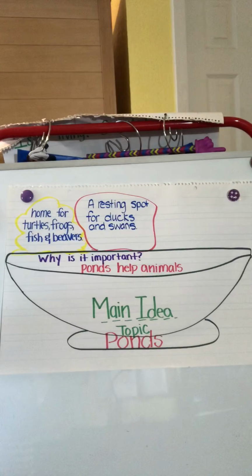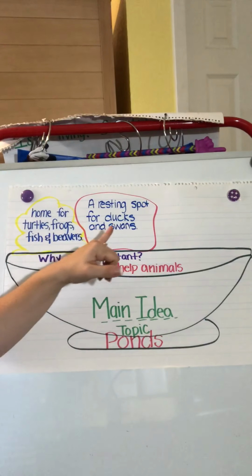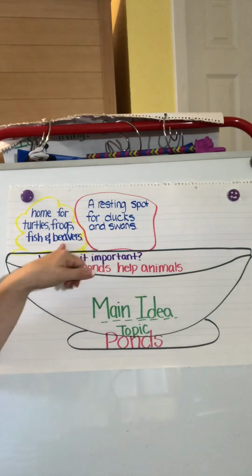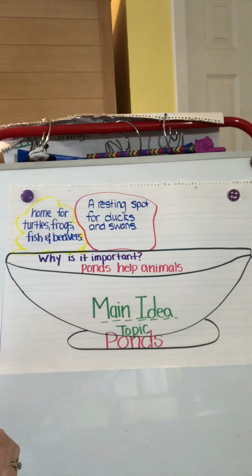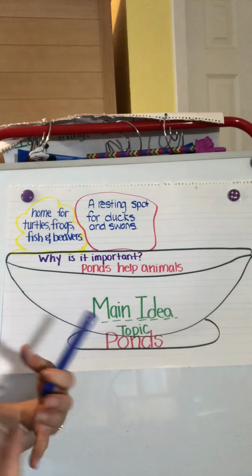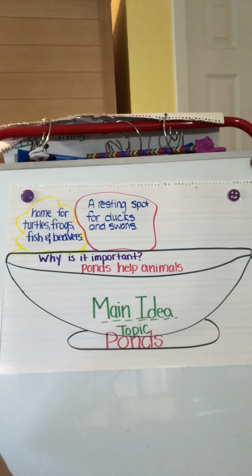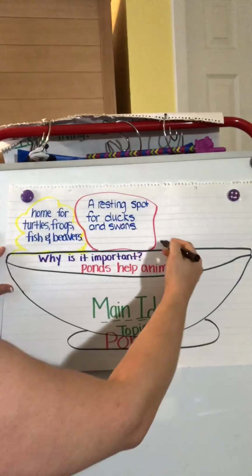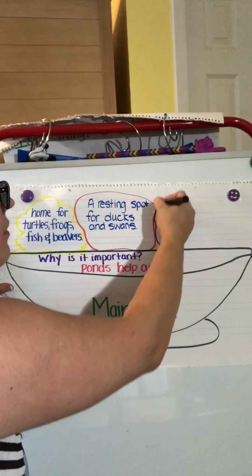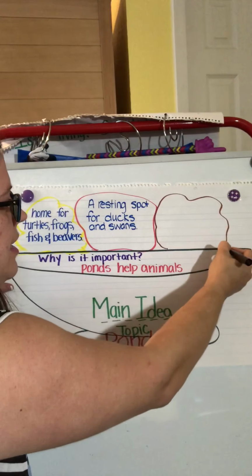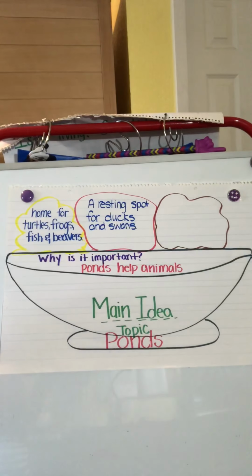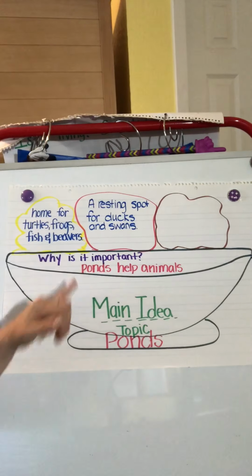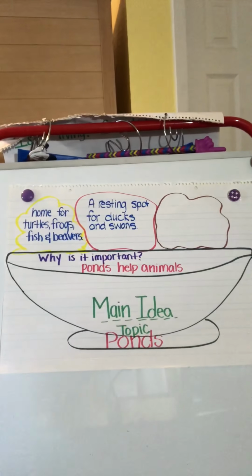All right, so we've got 1 and we've got 2 now examples, text evidence from our book in supporting why ponds help animals. But what's even better than a double scoop ice cream? I'm thinking a triple scoop ice cream, right? The more we have, the better it is. And just like our ice cream, the more evidence you can provide from the book supports your reasoning even more.